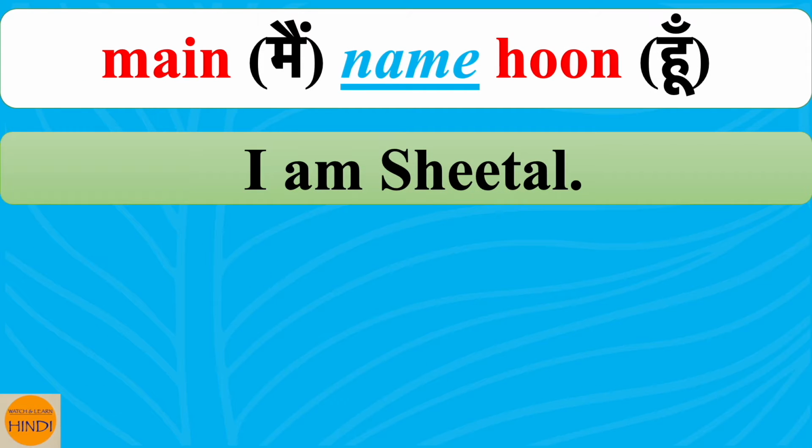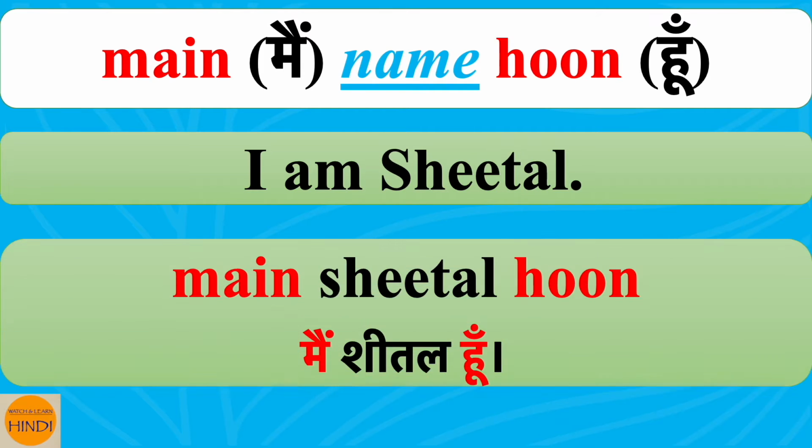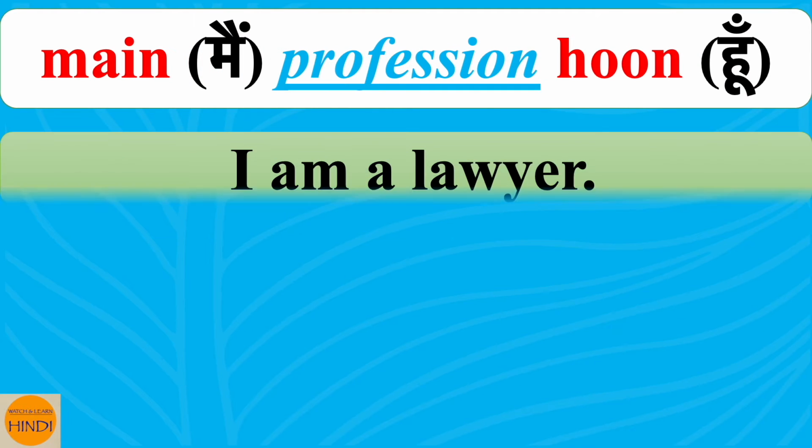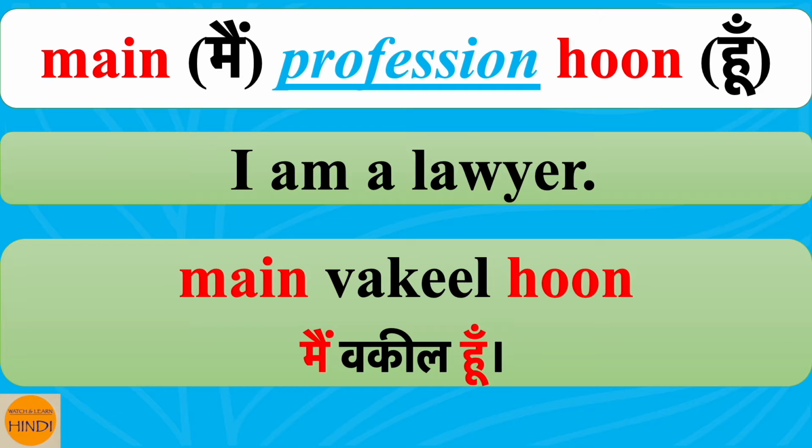The first is name. So, if your name is Sheetal, in English you will say, I am Sheetal. In Hindi, it will be, मैं शीतल हूँ. Next is profession. If in English you say, I am a lawyer, in Hindi, it will be, मैं वकील हूँ, where वकील is lawyer.